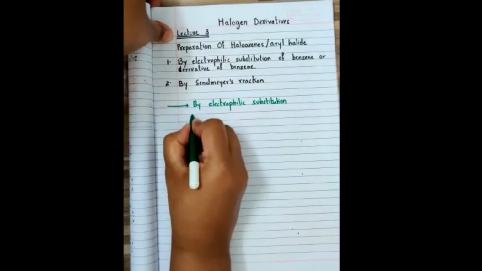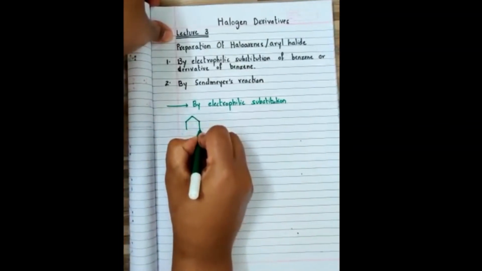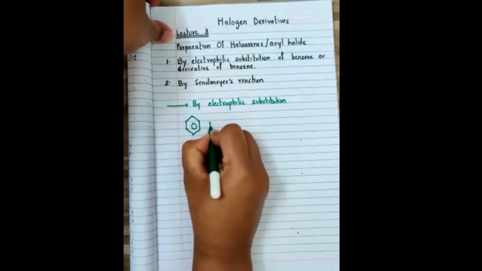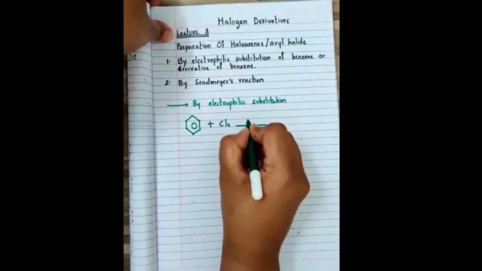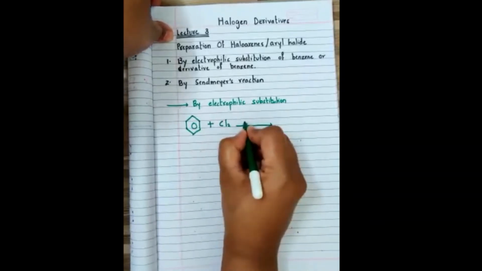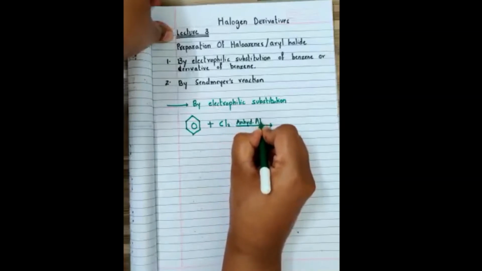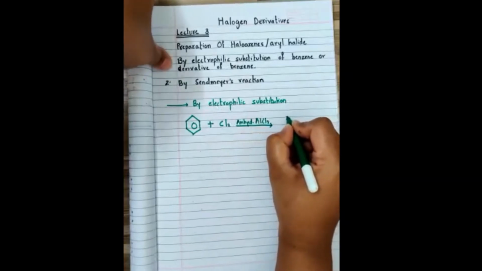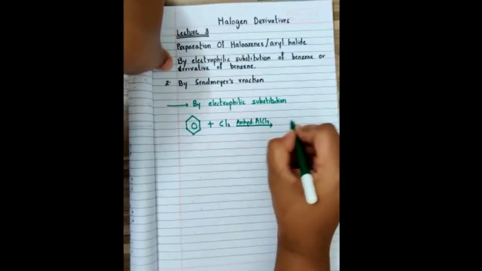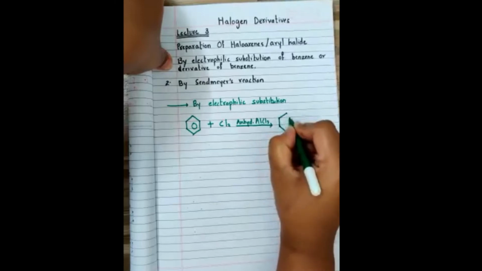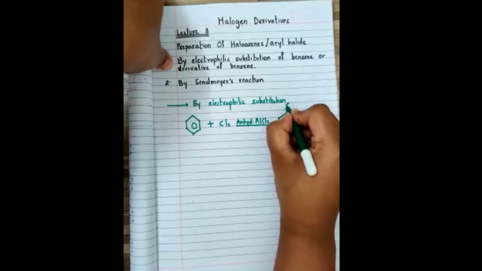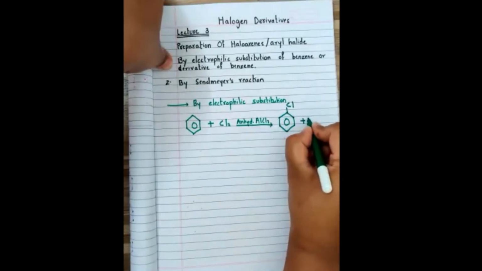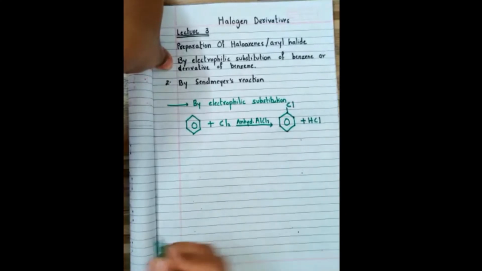Benzene on treatment with chlorine or bromine in presence of a suitable Lewis acid like anhydrous aluminium chloride undergoes electrophilic substitution reaction and forms aryl halide. Okay, so here we'll get chlorobenzene and HCl is formed as the byproduct.